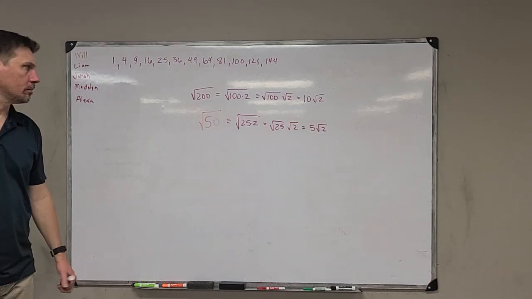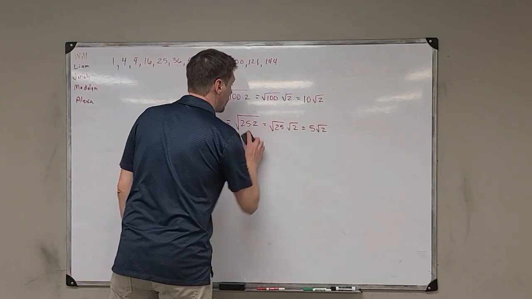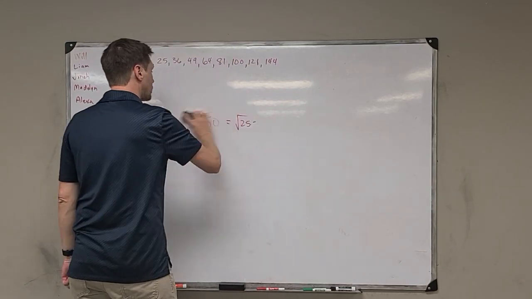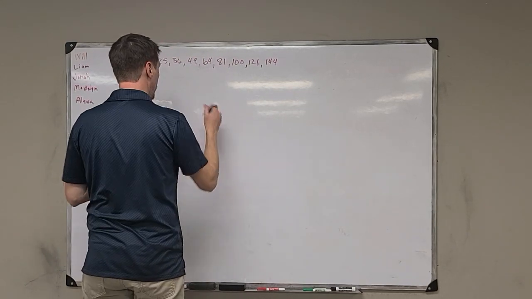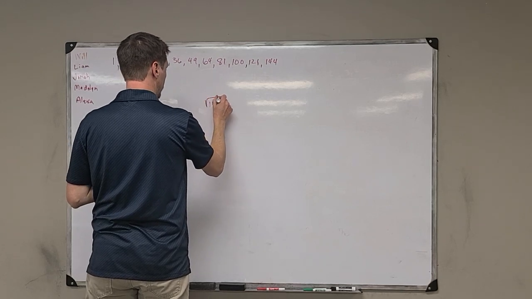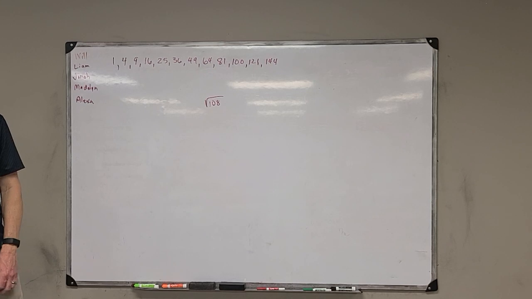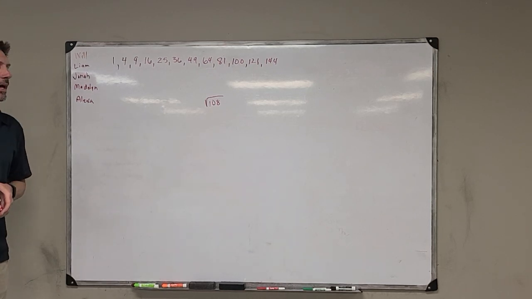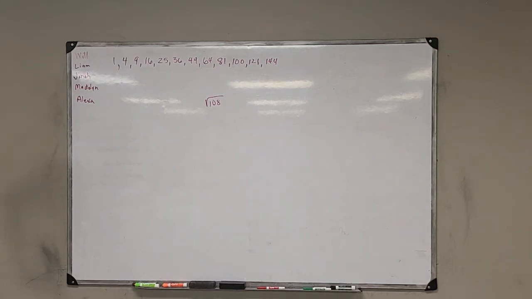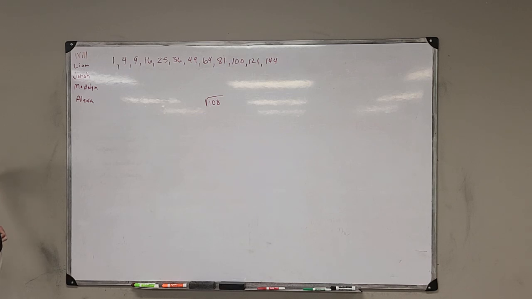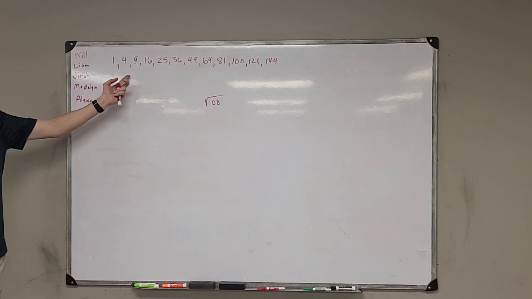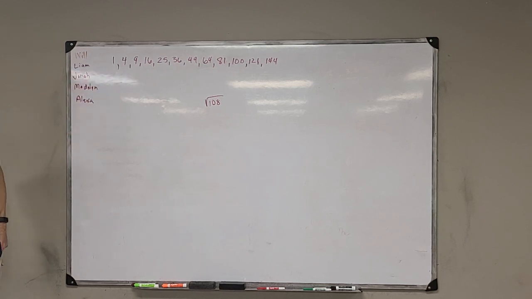Let's do one that's a little bit harder, a little less obvious. The square root of 108. Now, sometimes you look at it and go, I don't see the perfect square. If I divide 108 in half, it's 54. Is 54 a perfect square? No. So making this 2 times 54 is not going to help me.